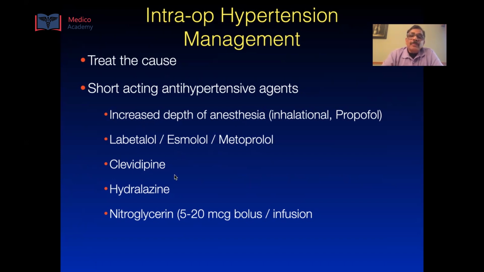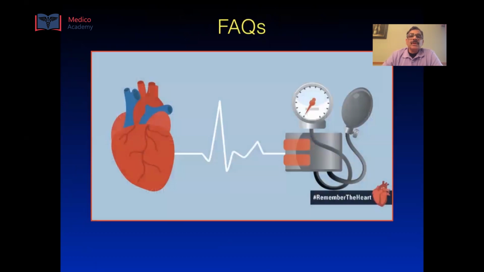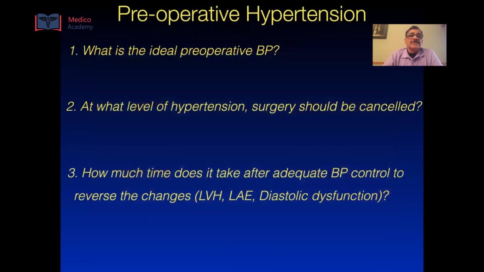Clevidipine is a very short-acting calcium channel blocker, again very popular for sudden surges in the blood pressure intraoperatively. We can also use hydralazine and small doses of nitroglycerin as a bolus. When we think of giving an infusion, then again, as I mentioned, we should have an arterial line before we resort to use of nitroglycerin. So coming to our frequently asked questions, what is the ideal preoperative blood pressure?